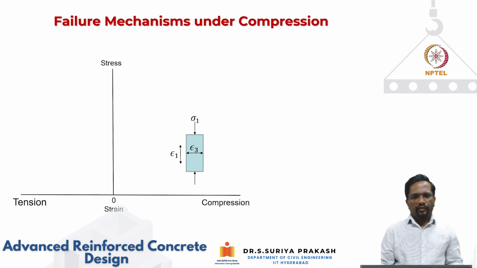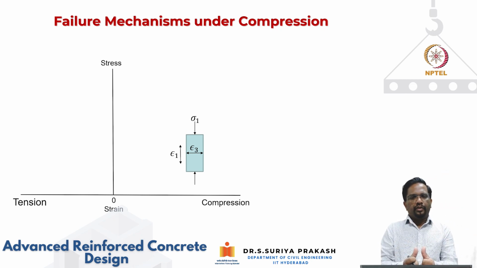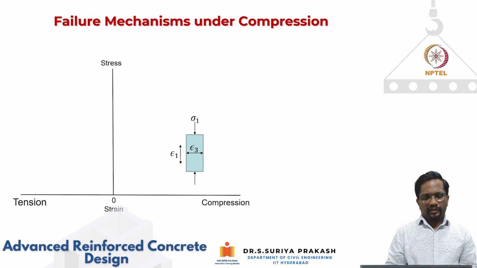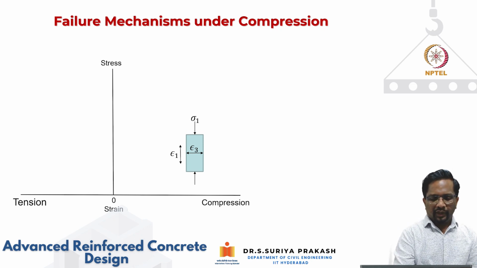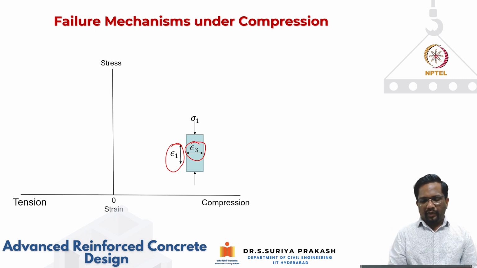Now let's look at it. When I test a cylinder, I'm not only interested in compression, I'm also going to see what happens in the lateral strain. If I know the longitudinal strain and lateral strain, I can also calculate the volumetric strain. So let's look at what happens when this cylinder is tested in compression. As you can see, epsilon 1 is your longitudinal strain. The same way, we can also measure what is happening in the lateral direction, which is your lateral strain, epsilon 3. And your volumetric strain is basically epsilon 1 plus 2 times epsilon 3.